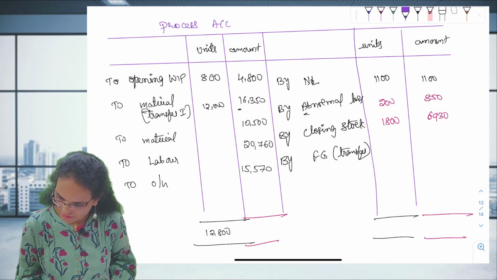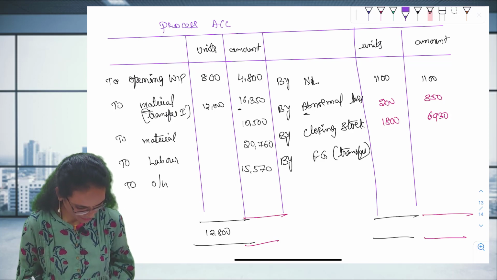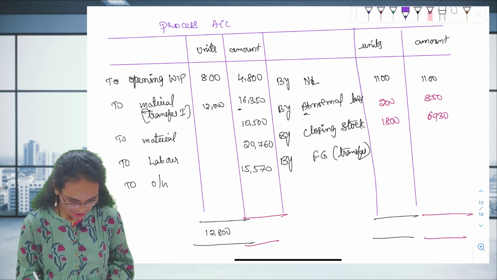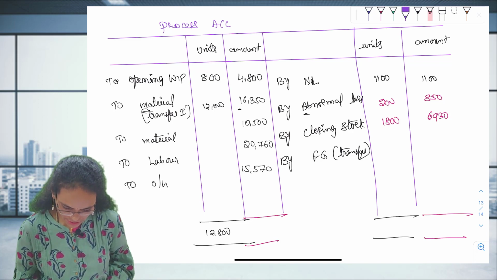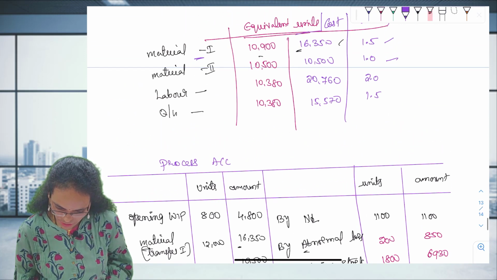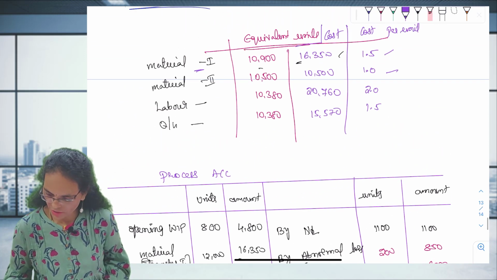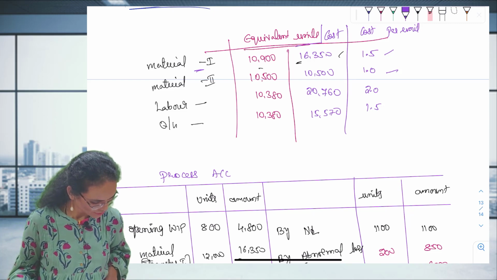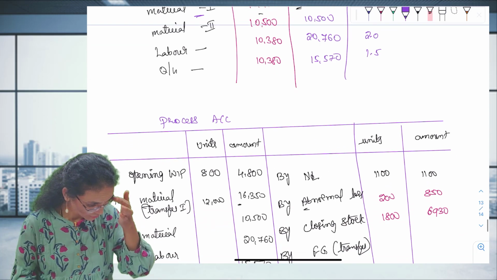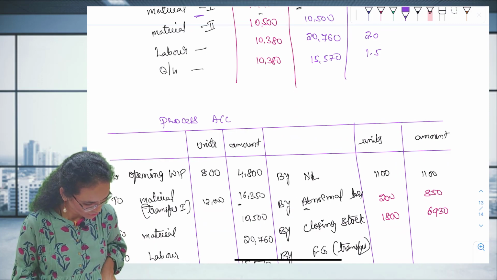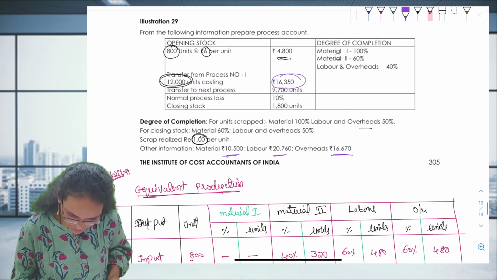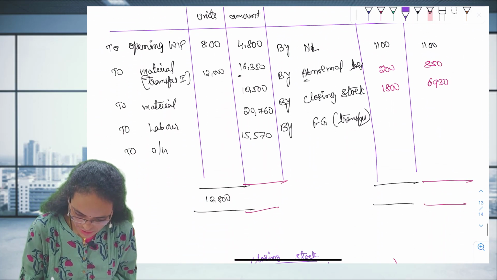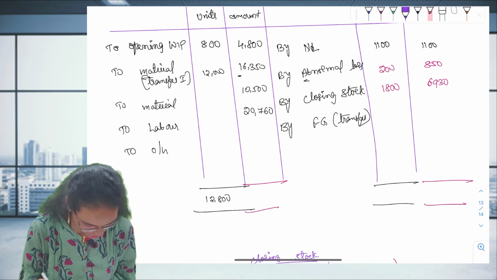Overheads: I wrote 1560, but it is showing 1660. By mistake I wrote 1560. This is the wrong answer. It is given in the question only.